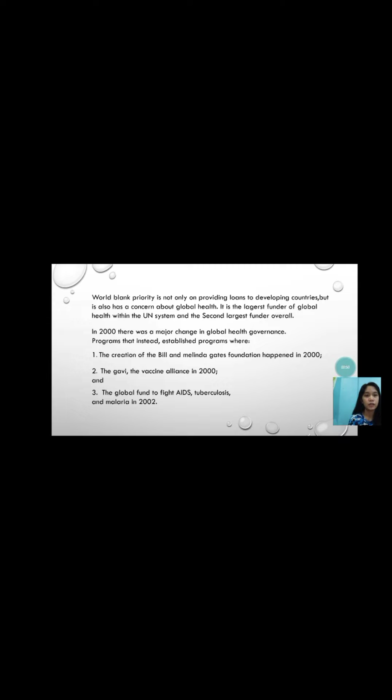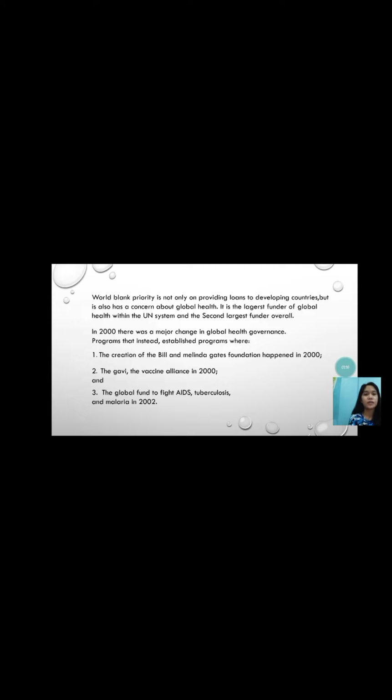There was a program that instead established the creation of the Bill and Melinda Gates Foundation in 2000, the Gavi Vaccine Alliance in 2000, and the Global Fund to Fight AIDS, Tuberculosis, and Malaria in 2002.